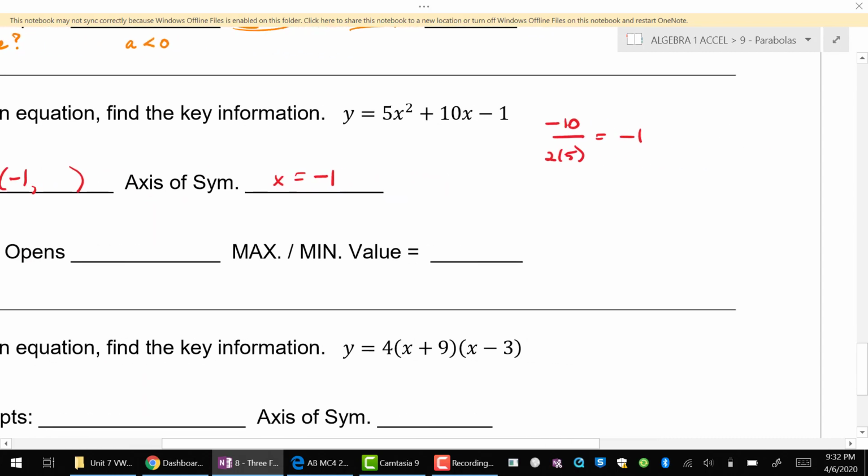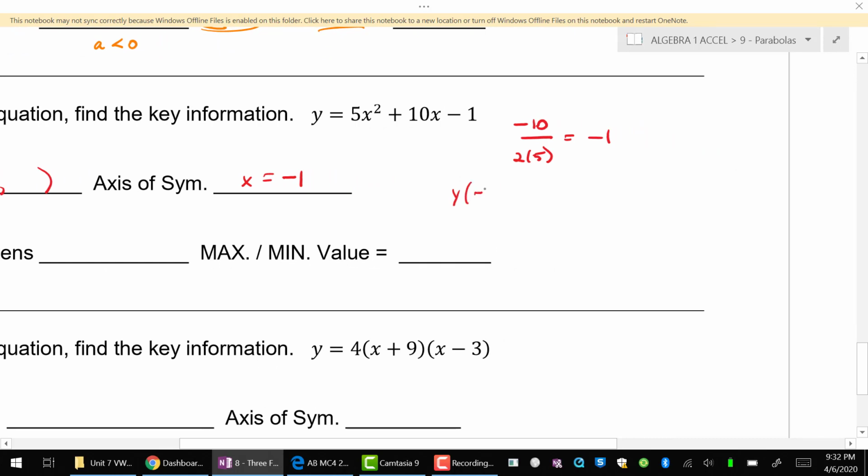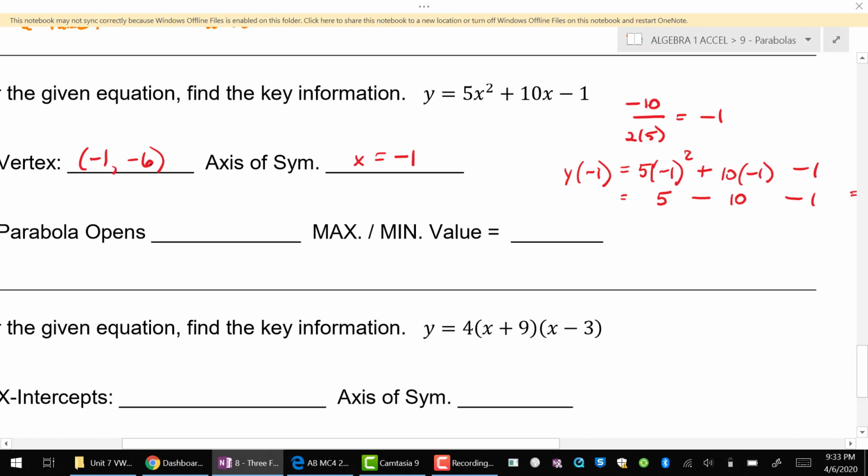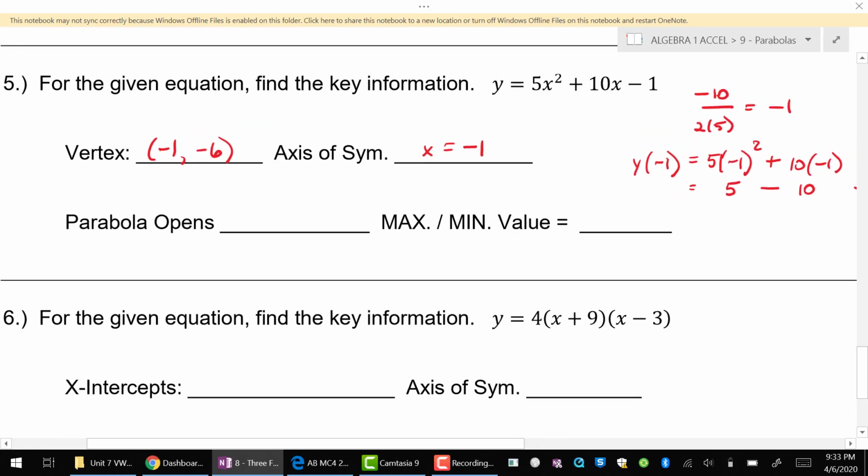To find the vertex y, I've got to do a little bit more work. We're going to plug in -1 into this function to find out what the output is. 5 times -1 squared plus 10 times -1 and then -1. So 5 minus 10 minus 1, or overall -6. There's the vertex output. How does the parabola open? A is positive, it opens up. And if the parabola opens up, then the vertex is a minimum. The value would be the y-coordinate of the vertex, -6.